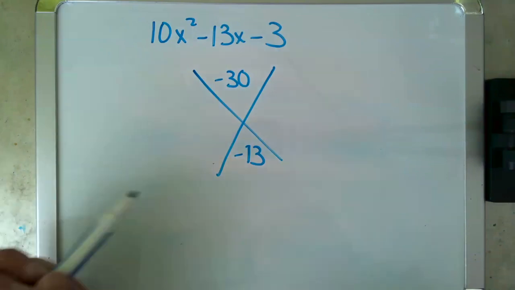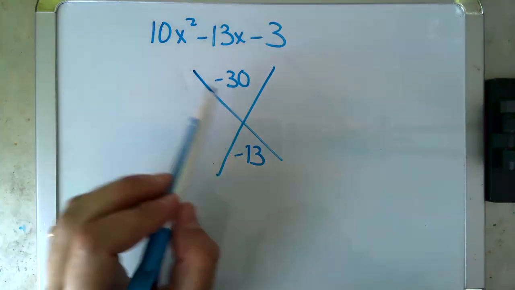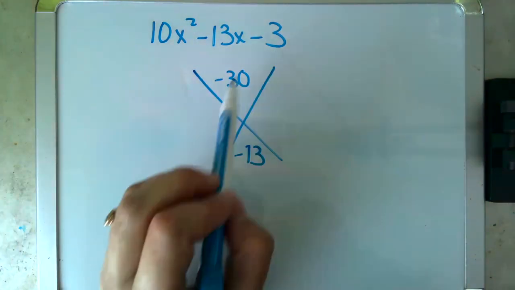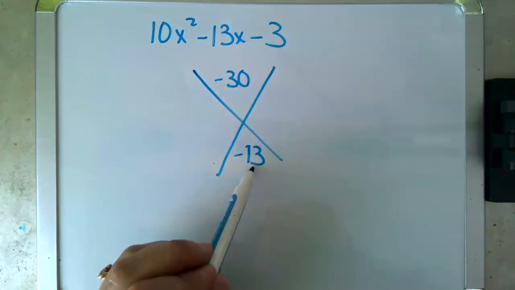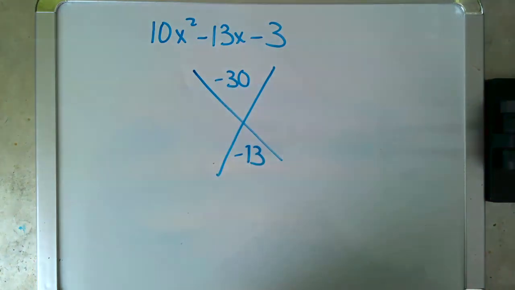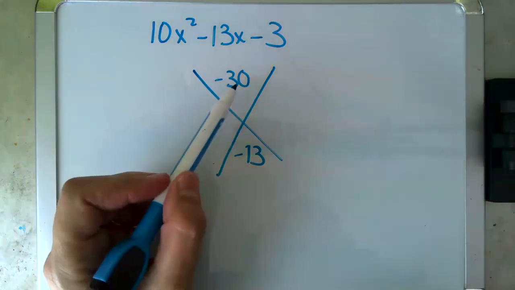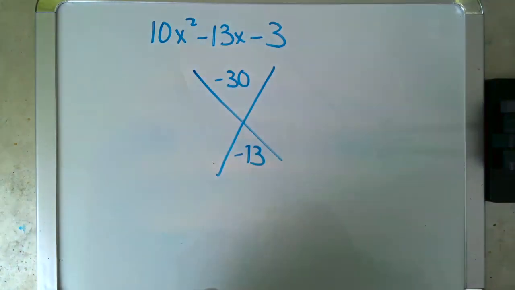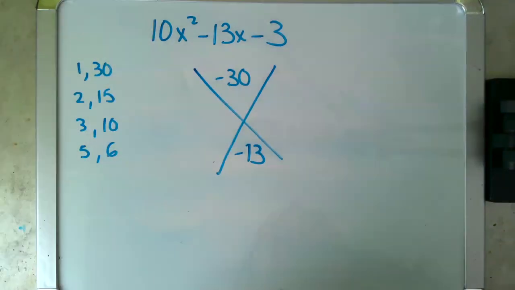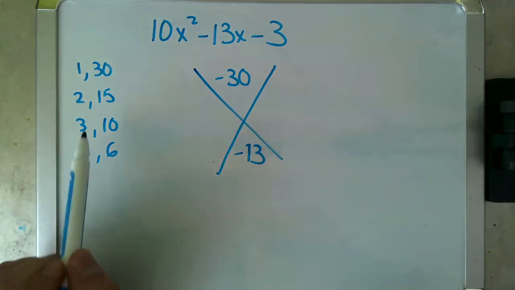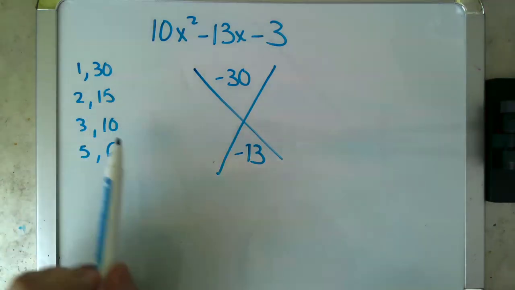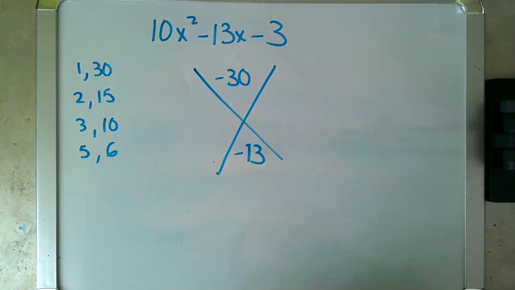So the first thing I'm going to do is load up my x, and what goes up top is a times c, negative 30, and what goes down below is negative 13. And I'm asking the question, what multiplies to negative 30 and adds to negative 13? So I'm going to make a factor list because that helps. And those are my factors of 30. So I see two sets that have the potential to come together to be a 13.